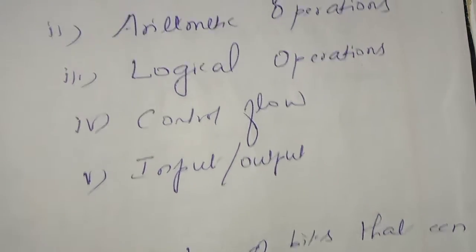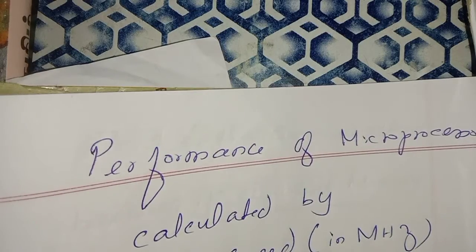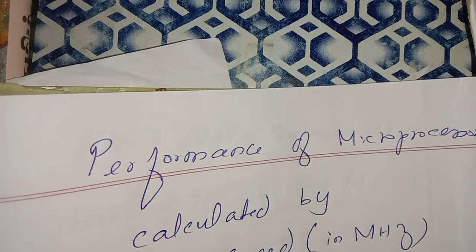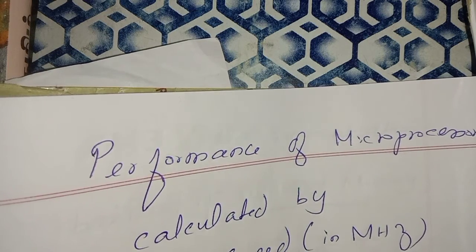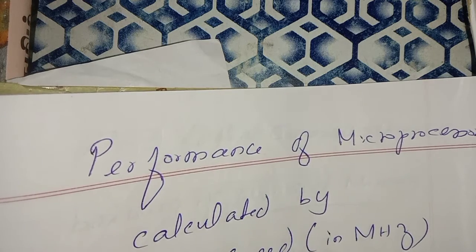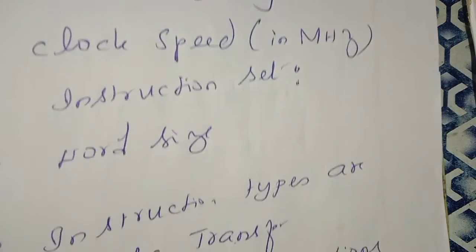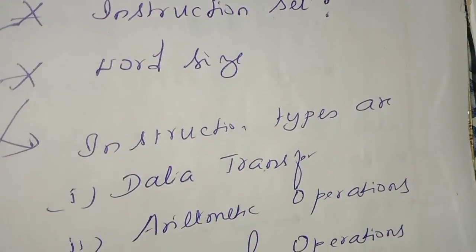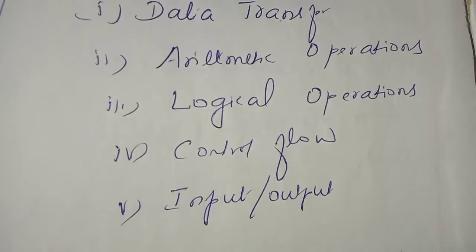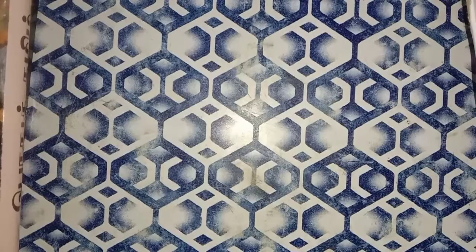So now you have come across the performance of a microprocessor in megahertz form. Word size means what is 16-bit, what is 32-bit, and 64-bit double word. And instruction types: data transfer, arithmetic operation, logical operation, control flow, I/O. So I think now you can speak a little bit about the performance of a microprocessor.